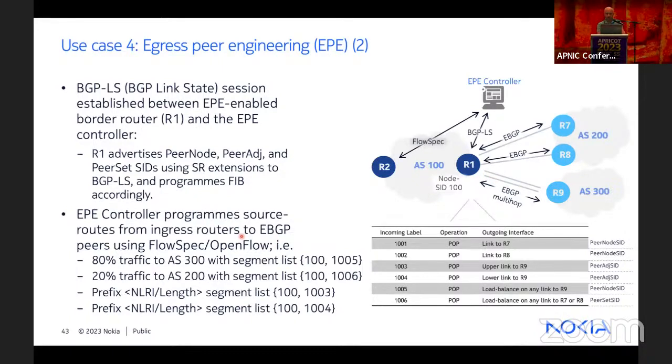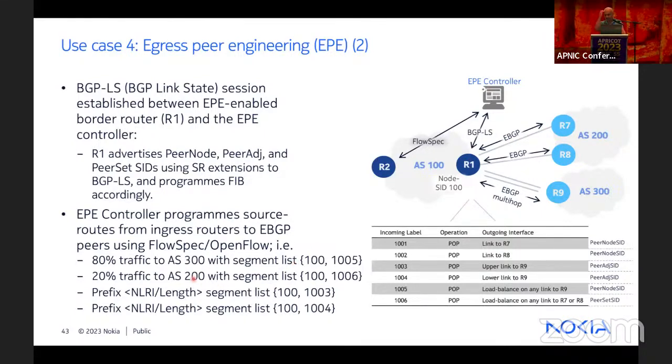And it says 20% of traffic has to be sent to AS200 with segment list 100, 1006. So it will be sent to R1. That 100 gets it to R1, and 1006 says use the peer set, which means it has to hash and load share the traffic between R7 and R8 to AS200.